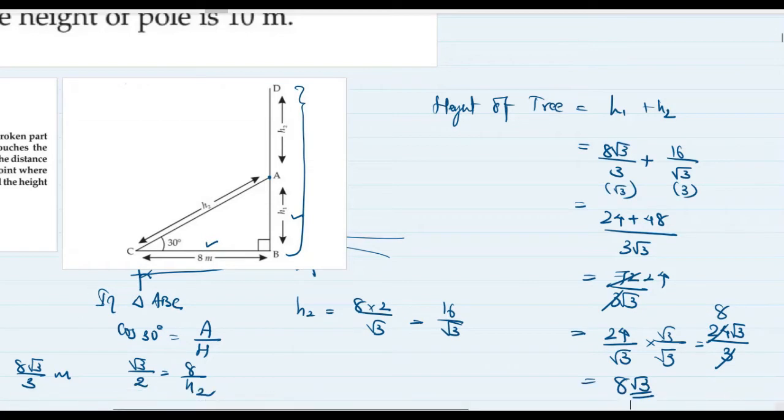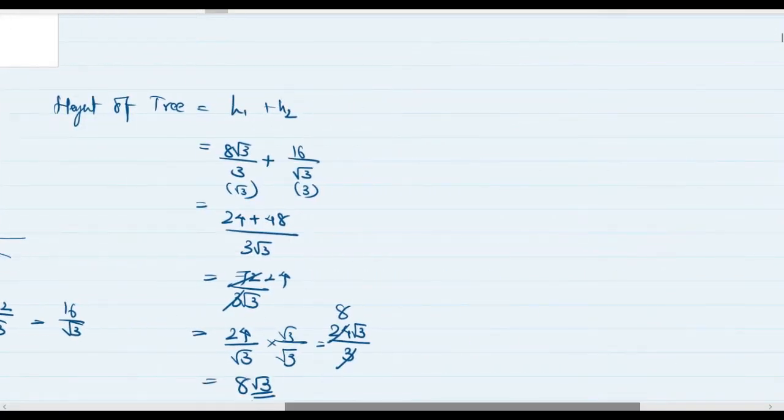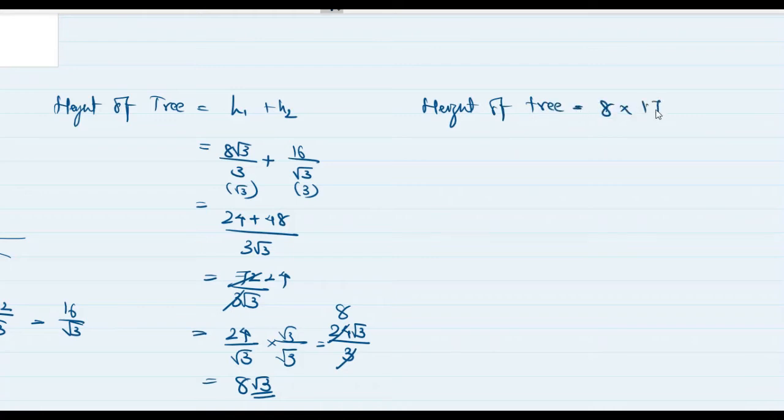And if you want to find the height in decimal points, which you have to actually, so height of the tree becomes 8 times 1.732, which is, let me find the answer and tell you. 8 times 1.732, 13.856 or 13.86 meters. This was the original height of the tree. Okay, let's check the answer.